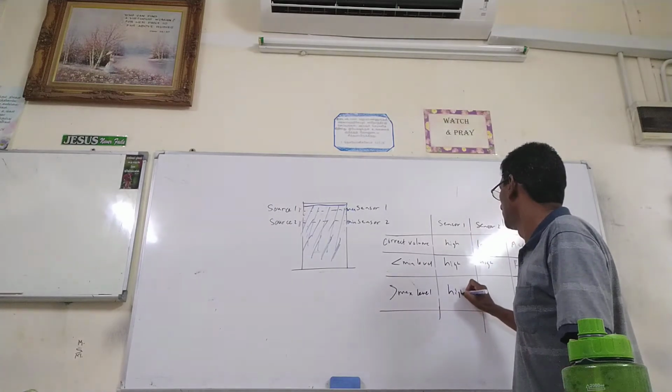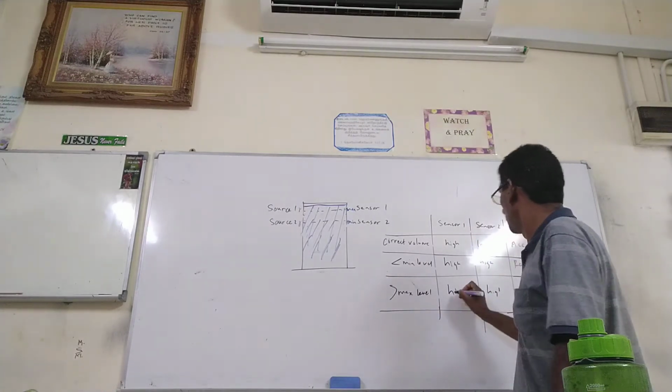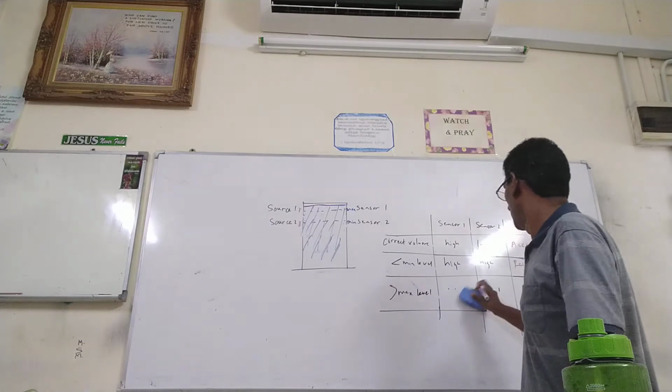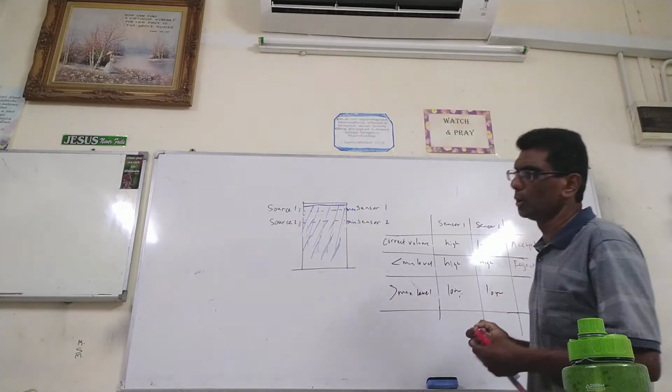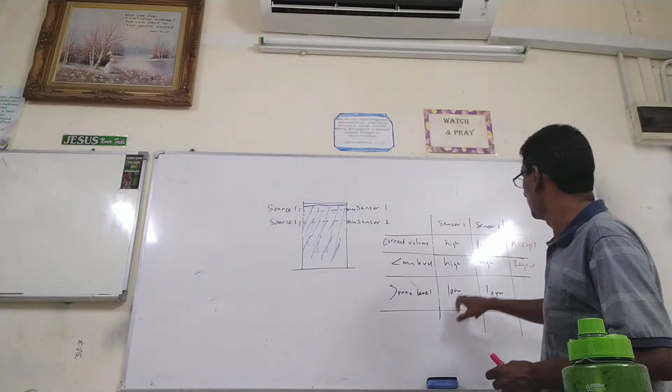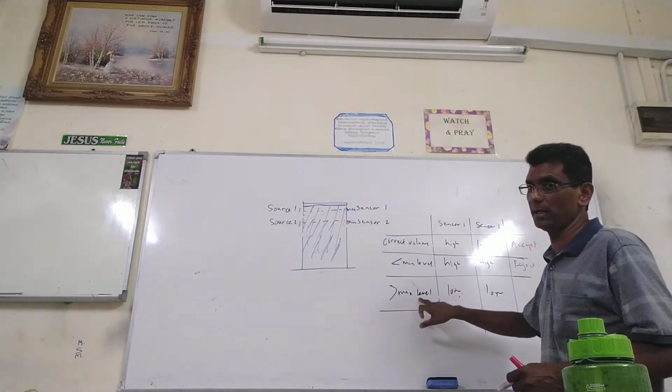High input and high input. Sorry, low input. Okay, low input. Low input and low input. Just low input and low input. It's more than the maximum level.